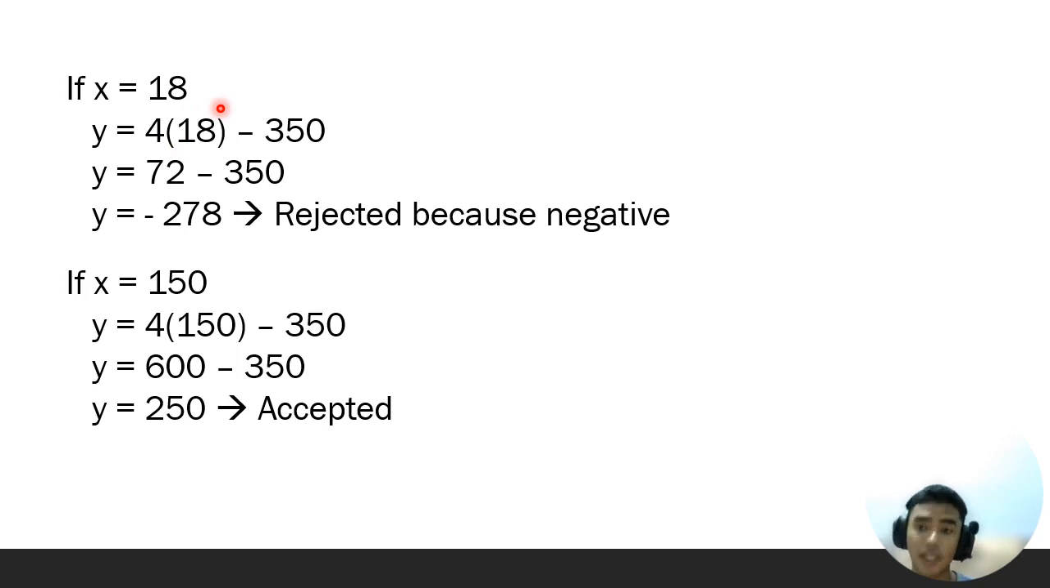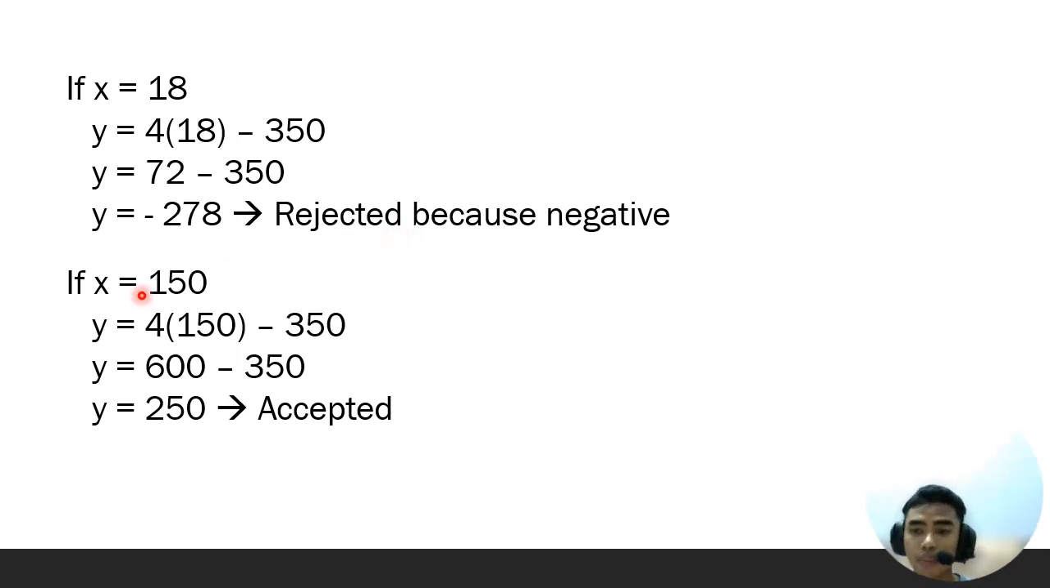If x equals 18, like we said before, from the previous equation y equals 4x minus 350, we're going to substitute x equals 18 into the equation. Like 4 times 18 in brackets minus 350 is going to be 72 minus 350. It's going to be negative. So here it is rejected because it is negative. Like, how can a length be negative? So it's rejected. We don't want it.